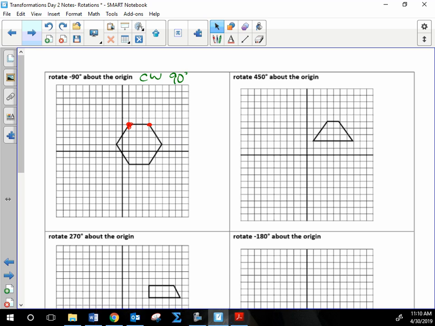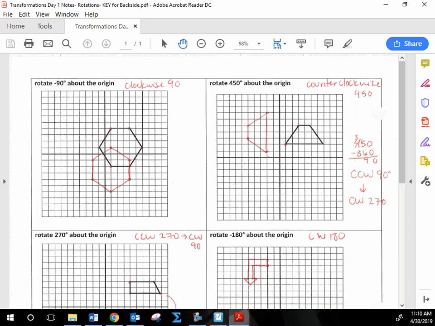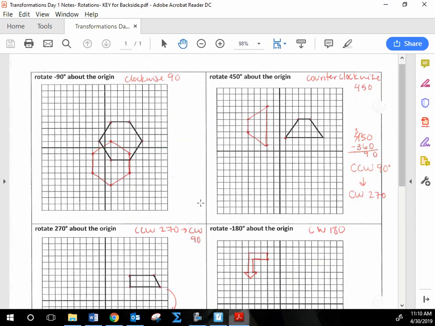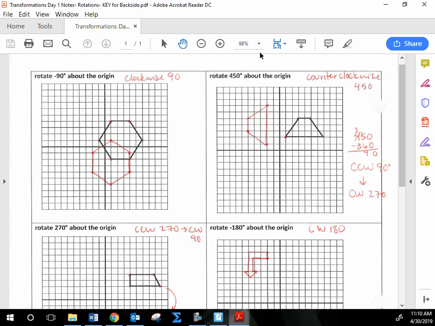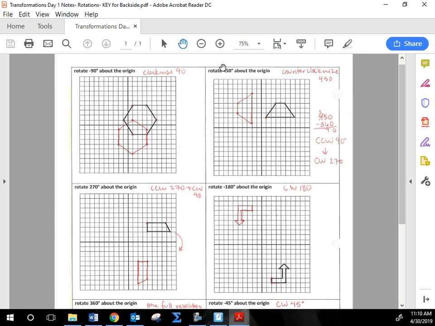Okay, let's go ahead and pick a point. I'll help you walk through that. Guys, I'm going to go ahead and show you the answers for those, see how you did with it. Here are those first four.